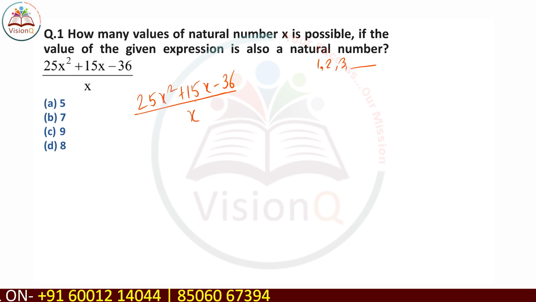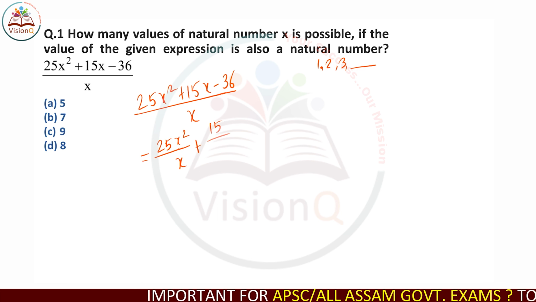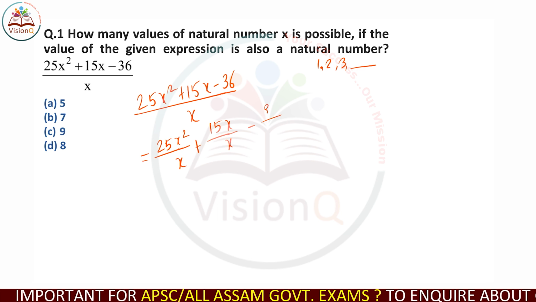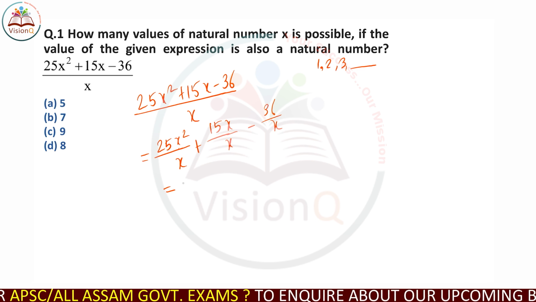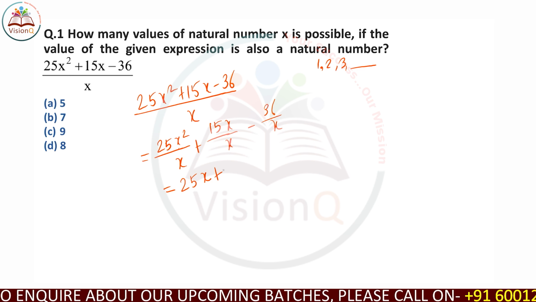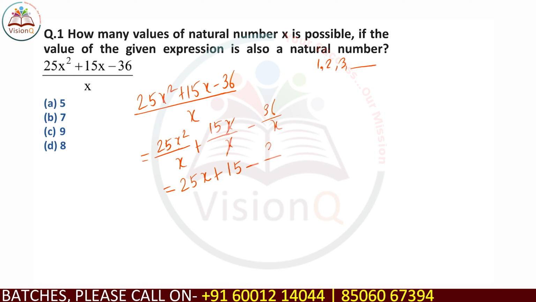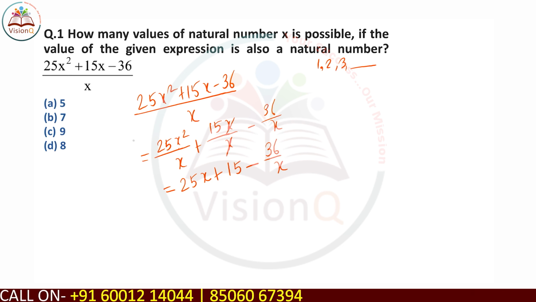Now if I see this expression very carefully, I can break this expression, isn't it? Okay, how to break this expression? 25x square by x plus 15x by x minus 36 by x. Okay, 25x square by x gives 25x plus 15x by x gives 15, isn't it? Minus 36 by x. So I have reduced this expression to this form. Okay, 25x plus 15 minus 36 by x.